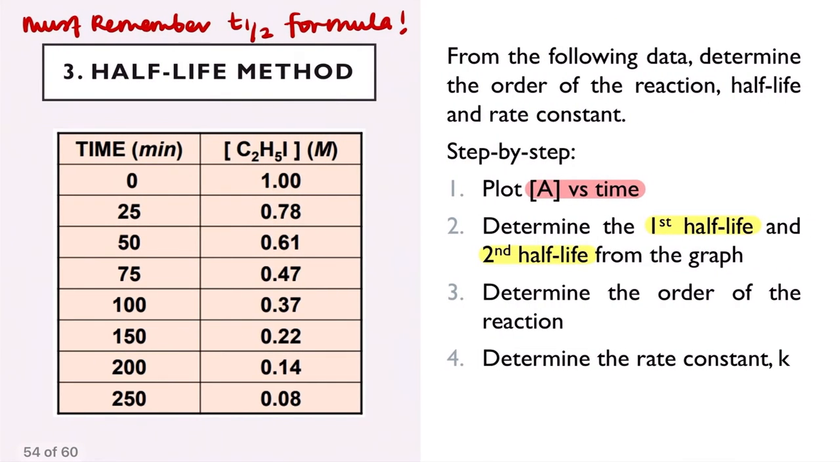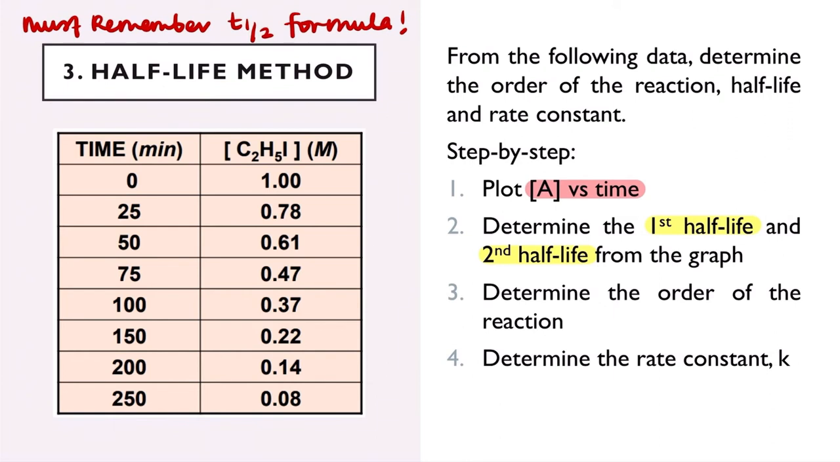And finally, we have the last method, which is the Half-Life Method. Okay. So for the Half-Life Method, you need to remember the half-life formula. Okay. So you will be given the time and concentration of reactant, just like the previous method. Okay. So from the following data, determine the order of reaction, half-life, and rate constant. So this one you must do step by step.